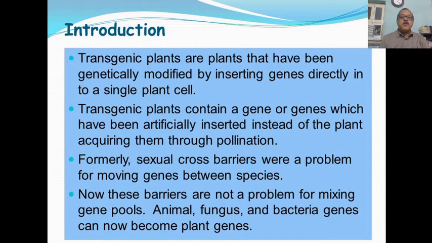Transgenic plants are plants that have been genetically modified by inserting genes directly into a single plant cell. The transgenic plants contain a gene or genes which have been artificially inserted instead of the plant acquiring them through pollination. Formerly, sexual process barriers were a problem for moving genes between species. Now these barriers are no more a problem for mixing gene pools. Animal, fungus and bacteria genes can now become part of a plant gene.